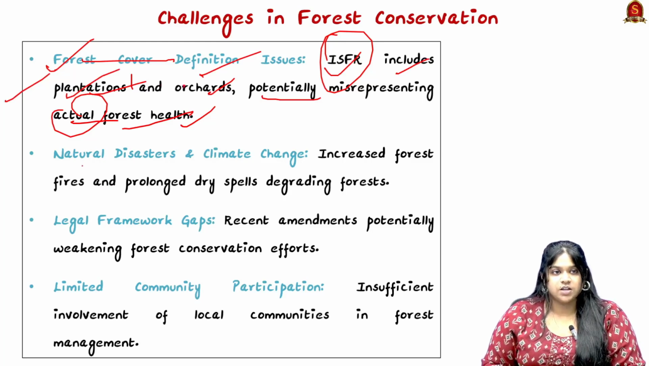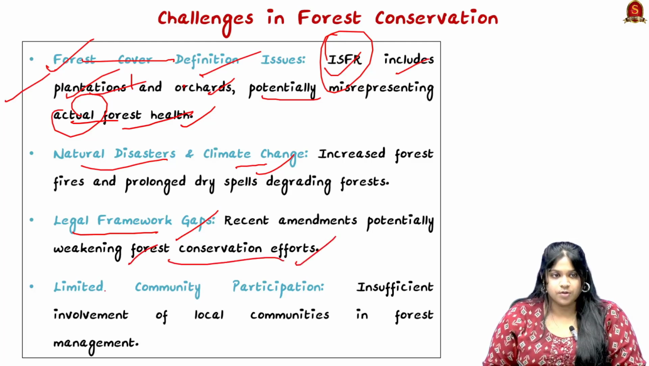Next are challenges such as natural disasters and climate change. Then legal framework gaps. Even though there are a lot of legal frameworks, recent amendments have potentially weakened the forest conservation efforts and limited community participation.